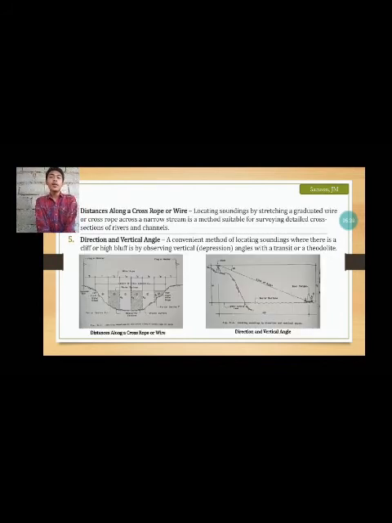Okay, so number 4, distances along a cross rope or wire. Locating soundings by stretching a graduated wire or cross rope across a narrow stream is a method suitable for surveying detailed cross sections of rivers and channels.